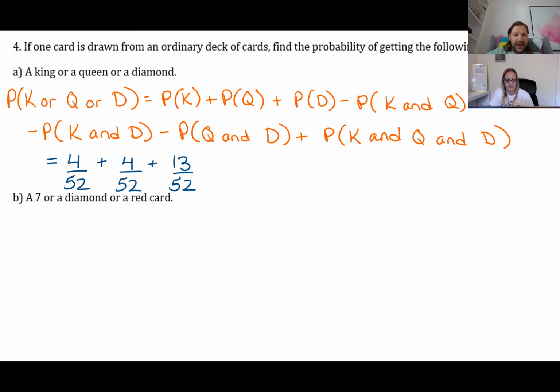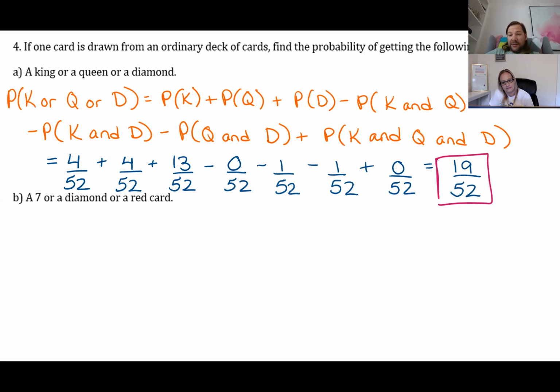So I've just written these down again. This is 4 out of 52 for the probability of being a king, 4 out of 52 probability of a queen, 13 over 52 for probability of a diamond, minus 0 for the king and queen, minus 1 for the king and diamond, and minus 1 for the queen and diamond, and then finally plus 0. So when you tally all that up, you should get 19 over 52, which I don't think you can reduce any further because 19 is a prime number.